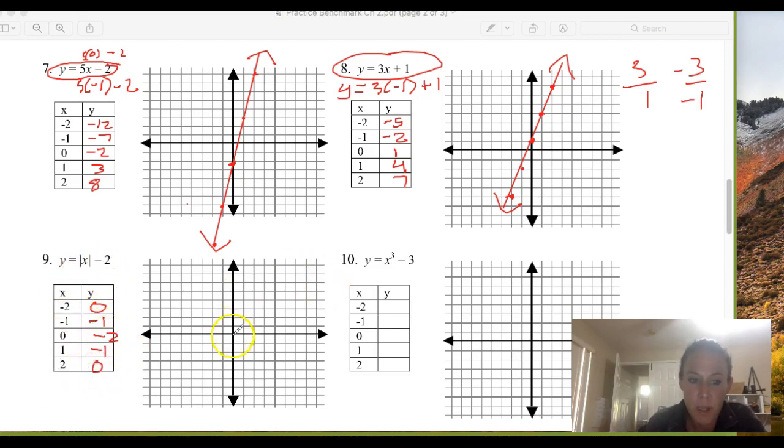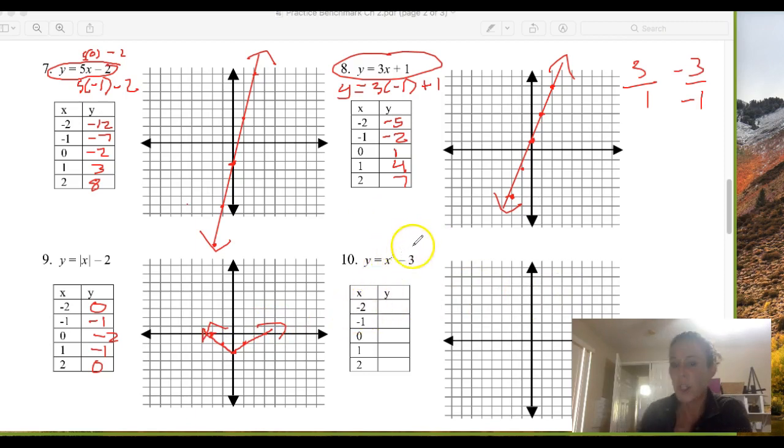So here's my points. I go -2, 0. Excuse me, that wasn't a -1, -1. Sorry. -1, -1. I go 0, -2. I go over 1, down 1. And I go over 2, down 0. And look, there's the very graph I already told you it was going to be. Okay. Make sure you draw that. All right, on to the next one.